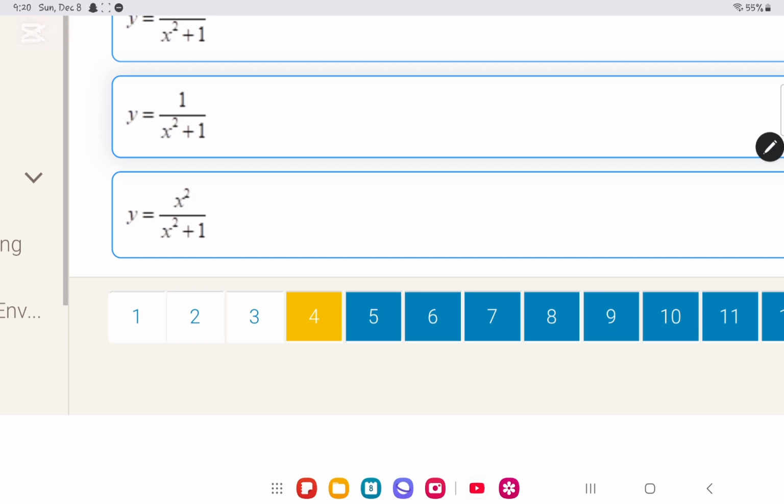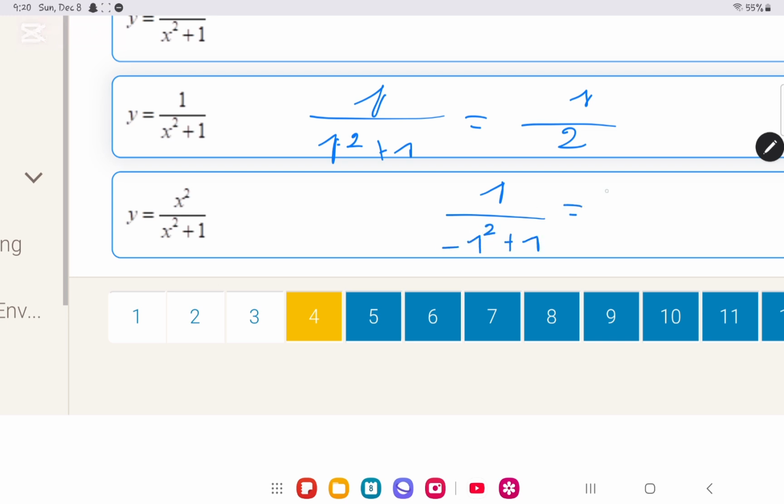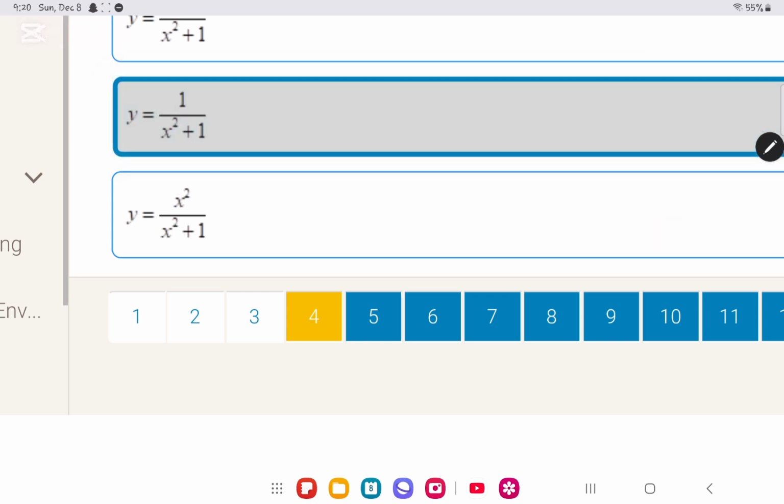Now we move on to this one over here. 1 divided by 1 squared plus 1 is equal to 1 over 2. And then 1 divided by minus 1 squared plus 1 is also equal to 1 over 2. So yes, they are equal, so this is an even function.